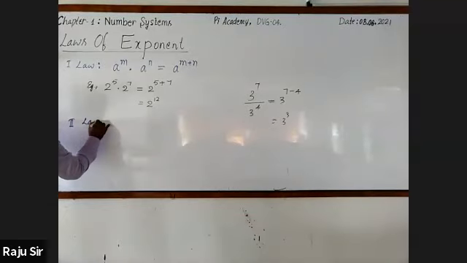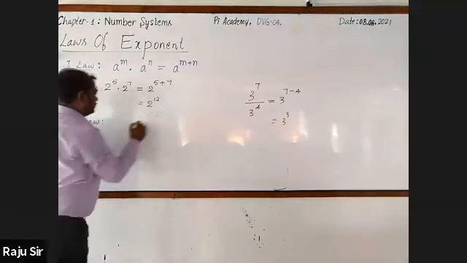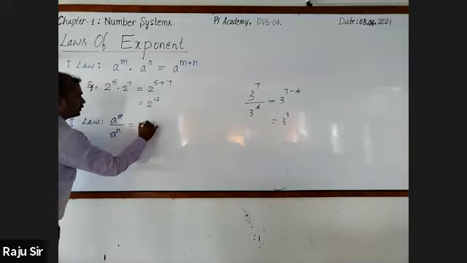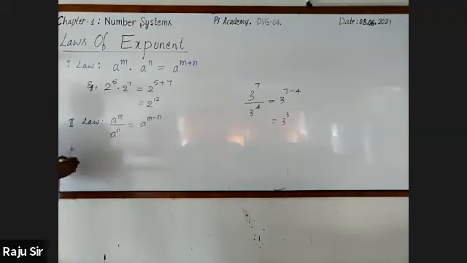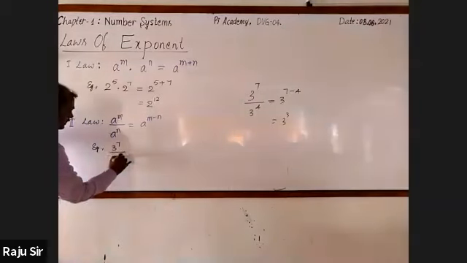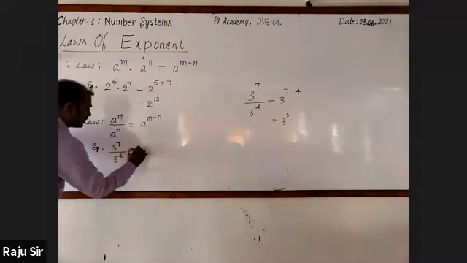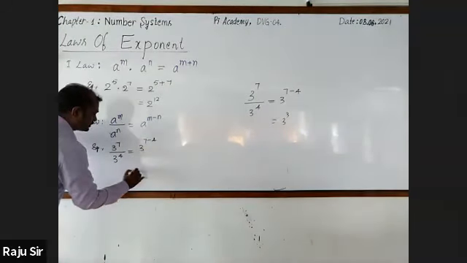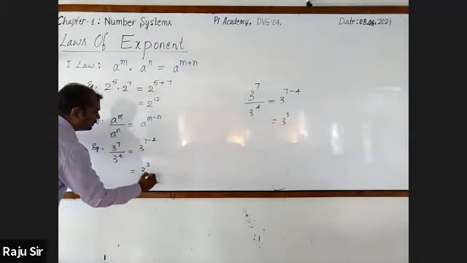The second law can be written as a raised to the power m divided by a raised to the power n is equal to a raised to the power m minus n. Take an example for this: 3 raised to the power 7 by 3 raised to the power 4 is equal to 3 raised to the power 7 minus 4, which is equal to 3 raised to the power 3.